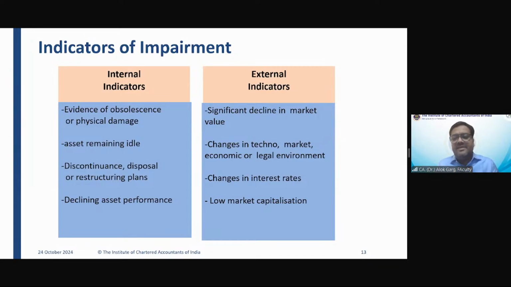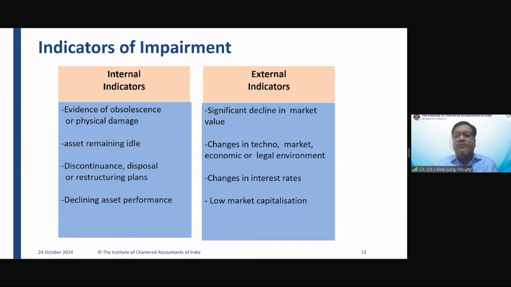Your asset efficiency is going down, or your company has announced restructuring. These are internal indicators which say that the future efficiency of the asset is probably going down. What is an external indicator? An external indicator is a significant decline in market value, changes in the technological, market, economic, and legal environment, changes in interest rate, or low market capitalization. These are the external indicators.